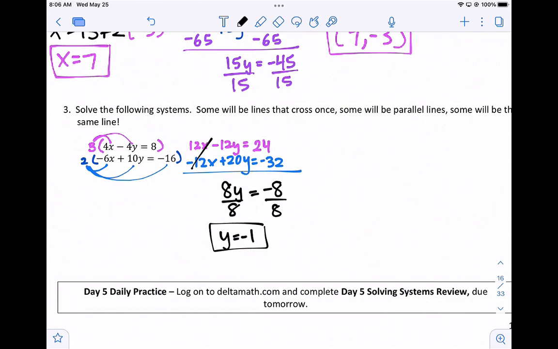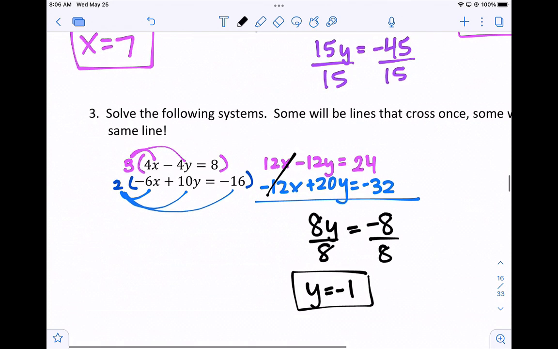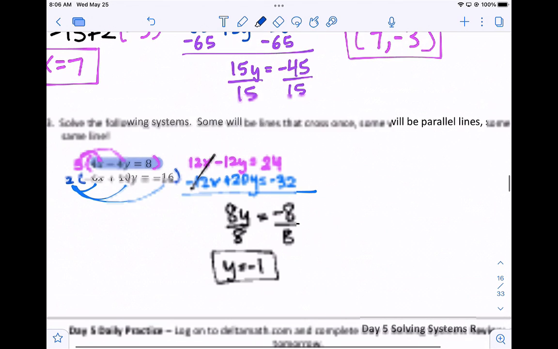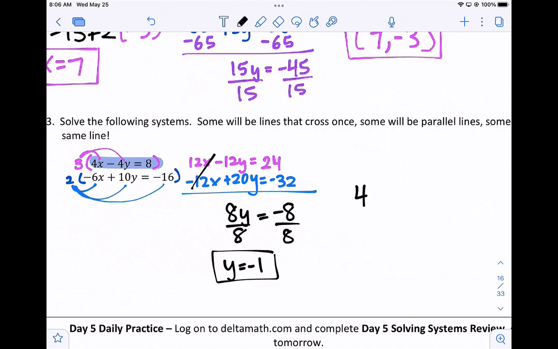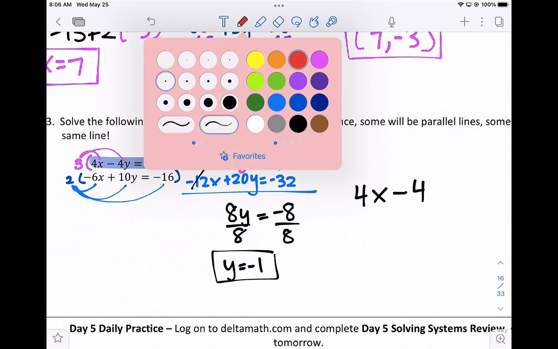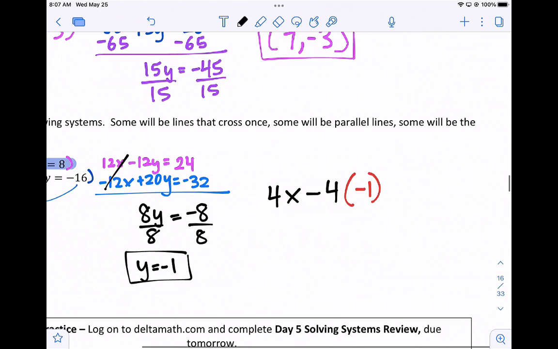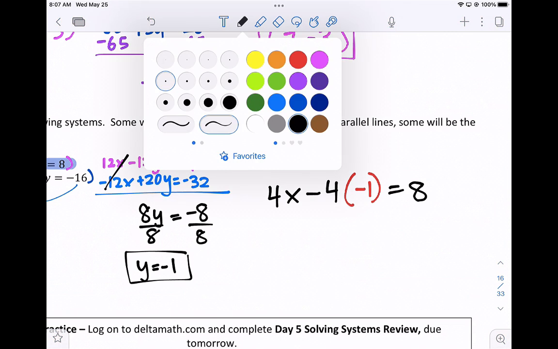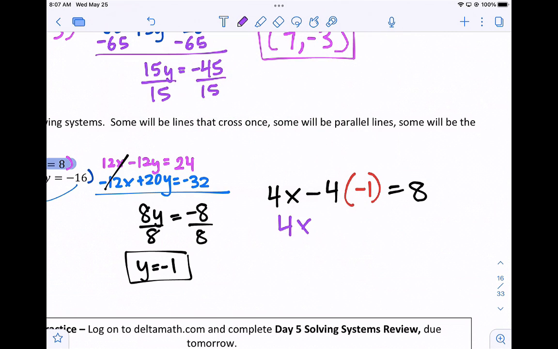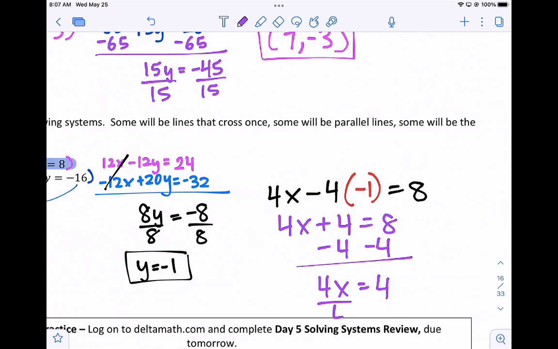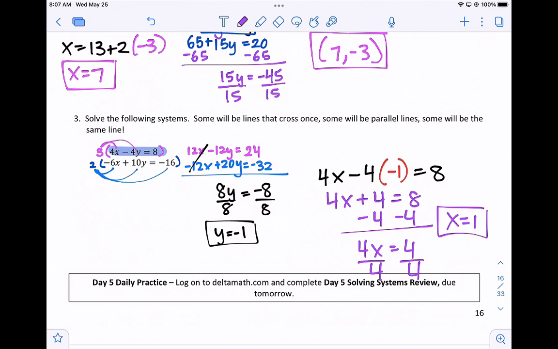Again, we want the point of intersection, so we're just going to pick one equation to plug into. I'll plug into this top one here. We know that y is -1, so we have 4x minus 4 times the -1, which is going to equal 8. And we'll solve. So we have 4x plus 4 equals 8. Subtract 4 from each side. 4x equals 8 minus 4 is 4. So x equals 1. So these two lines cross at the point 1, -1.